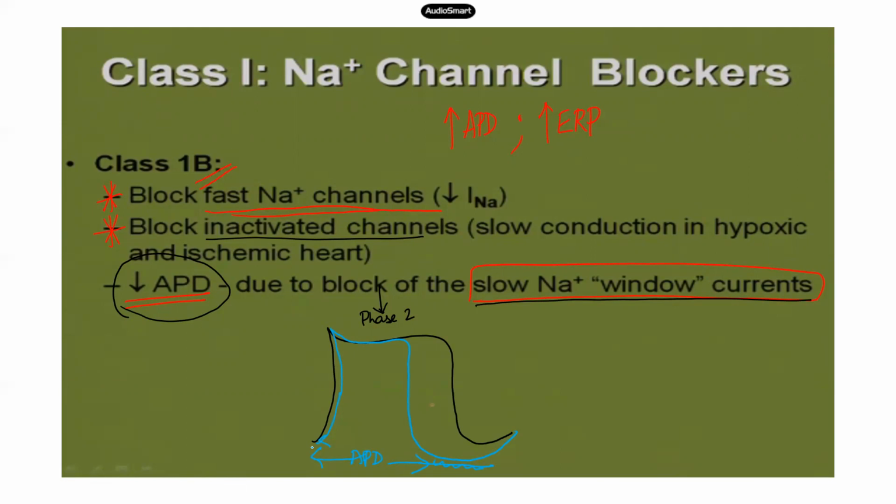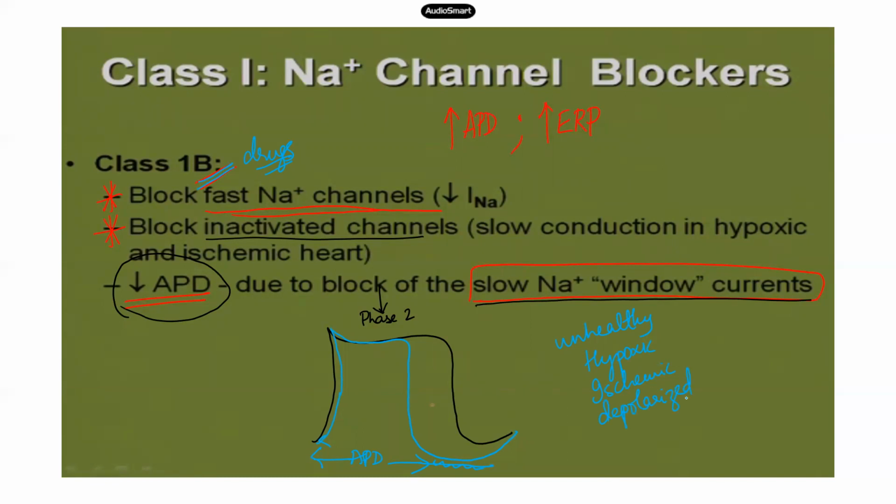But what you have to think here is that these class 1B drugs are very smart drugs. They will not bind to the healthy tissue. They will bind only to the unhealthy, hypoxic, depolarized tissue, ischemic, depolarized tissue, which was the main cause of causing arrhythmias in the body.